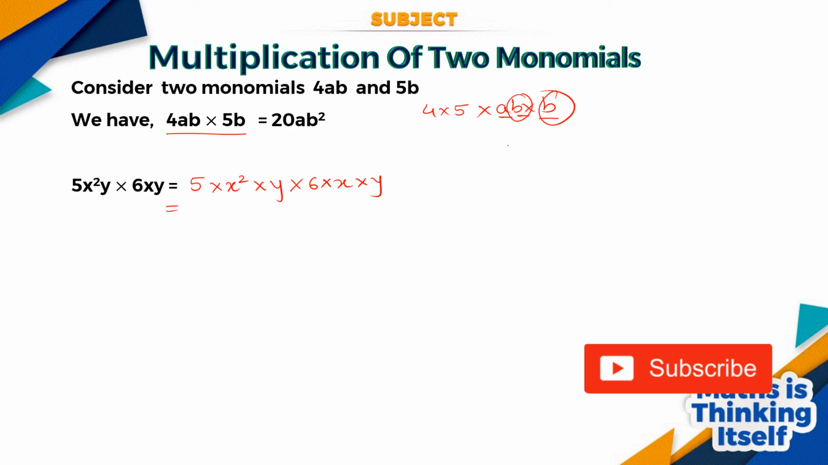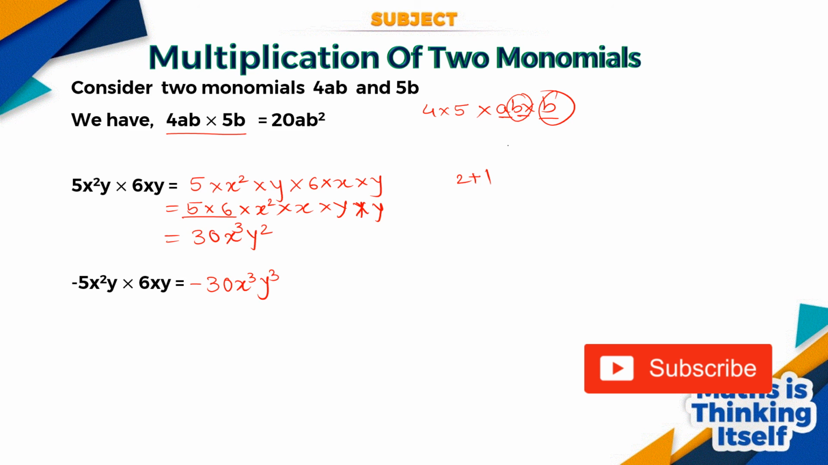Then combining the constant terms and the variables with the same base, y into y. So 5 into 6 is 30, x square into x is x cube, because 2 plus 1 is 3. y into y, y square, is the final answer. Now next, minus 5x square y multiplied by 6xy. The difference is only the negative sign, so the answer should be minus 30x cube y square.